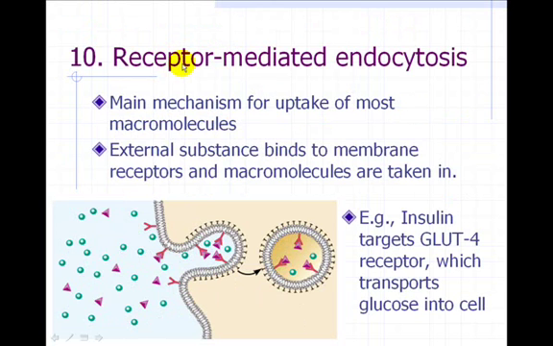The last one here is receptor-mediated endocytosis. This is the main mechanism for the uptake of most macromolecules. In this situation, an external substance will bind to membrane receptors, and as a result, macromolecules are taken in. A typical example here is insulin, causing the GLUT4 receptor to translocate to the cell membrane, and therefore allowing glucose to come in. We can see here the purple triangle, the insulin, which hits the receptor, causes the infold there, and allows the green glucose dots to be taken in.